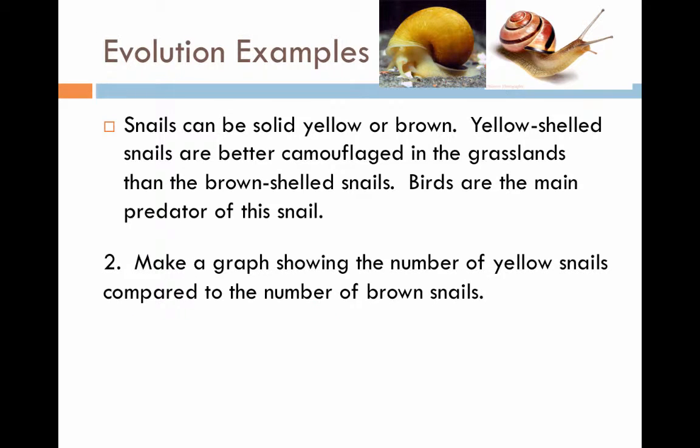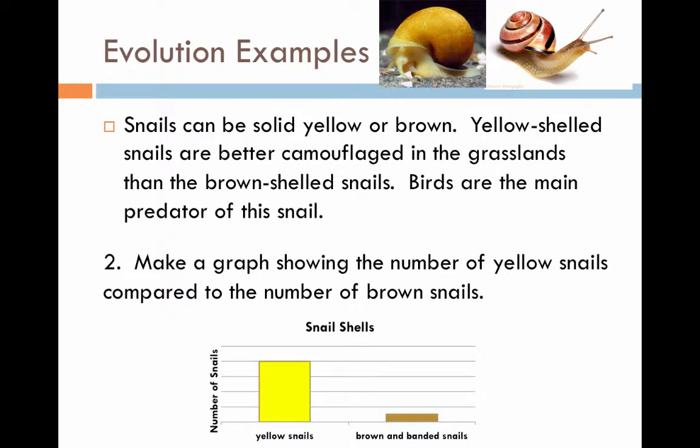Therefore, the number of yellow snails will be higher than the number of brown snails. Second question, make a graph showing the number of yellow snails compared to the number of brown snails. Well, I just said that there would be more yellow snails than brown snails, and even though I don't have any actual numbers, I would show that the yellow snails would have a higher bar than the brown snails.